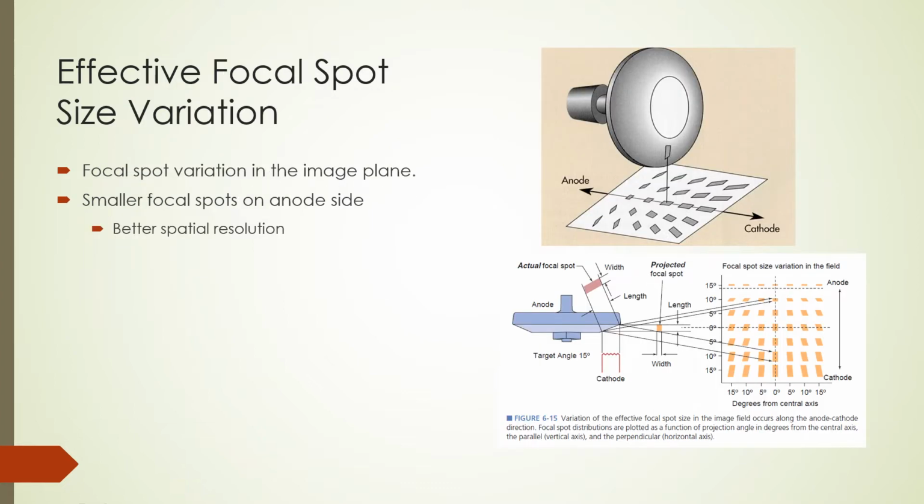On this slide, we can look at effective focal spot size variation on the image receptor. The figure shows effective focal spot length varies with position in the image plane in the anode-cathode direction. Toward the anode side of the field, the projected length of the focal spot shortens, while it lengthens toward the cathode side of the field. You can see this more clearly depicted in the figure on the top right. This means spatial resolution will be better on the anode side compared to the cathode side.